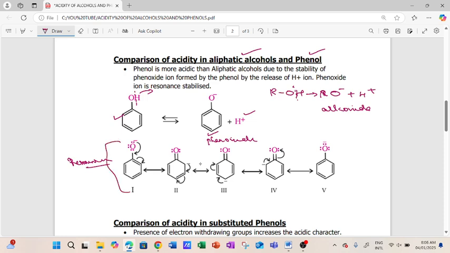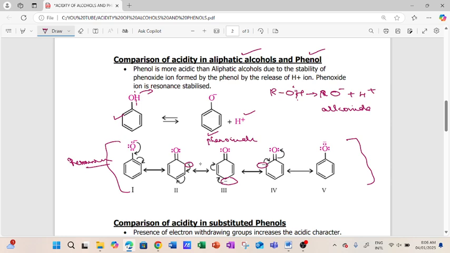These are the resonating structures of phenoxide ion. The electron pair from oxygen is moving to the benzene ring so that the benzene is getting negative charges in ortho, para and again ortho position. You have already studied how to draw the resonating structures, so that part I am not discussing.